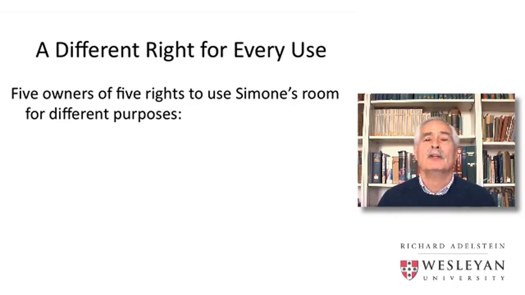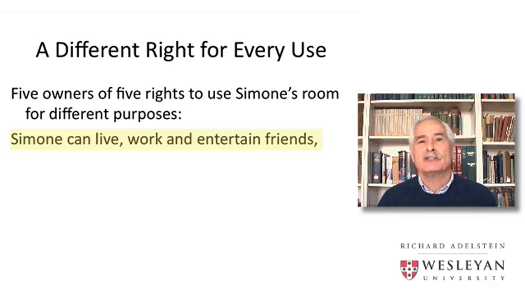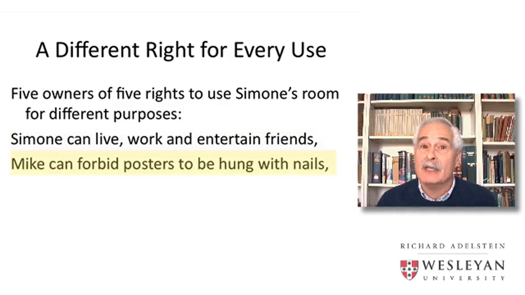She can work there, she can entertain friends there, and she can exclude others from entering the room and partaking of these activities without her consent. Then, Mike, as we've seen, can forbid posters to be hung with nails, and therefore he owns the property right to nail the nails into the wall. He does forbid posters from being hung, but he does have a procedure to enable people to purchase that property right from him if they're willing to pay the penalty that he sets for nailing nails into the wall.